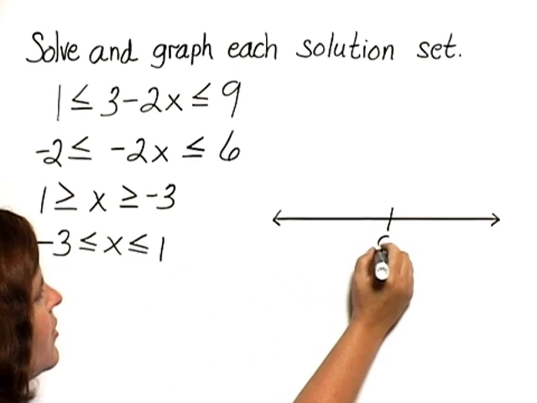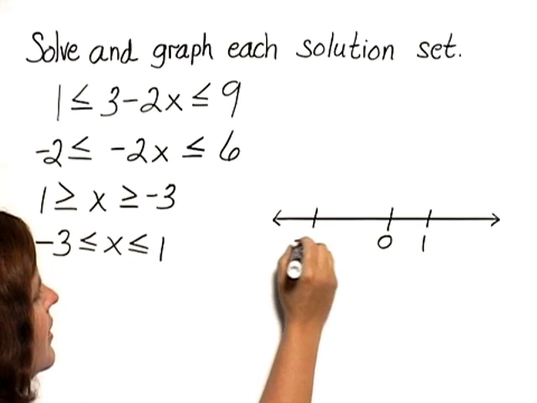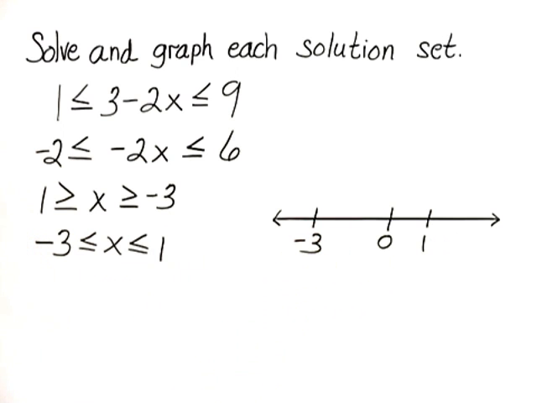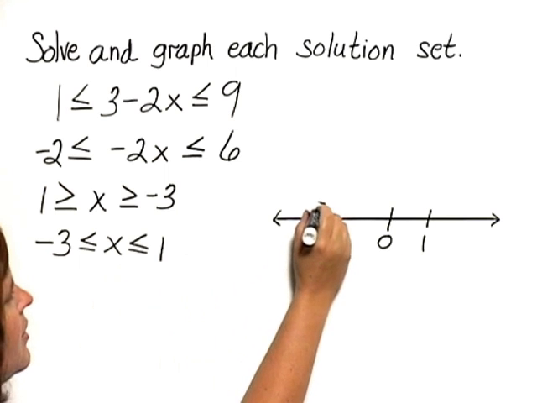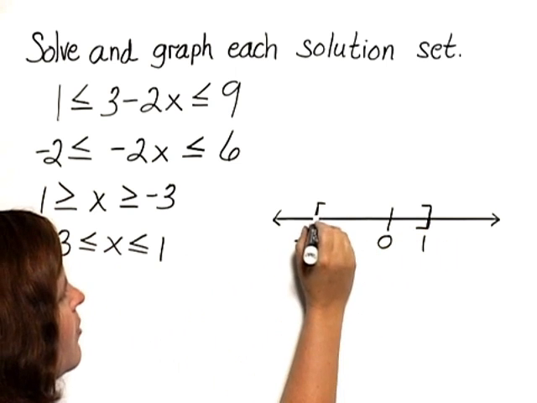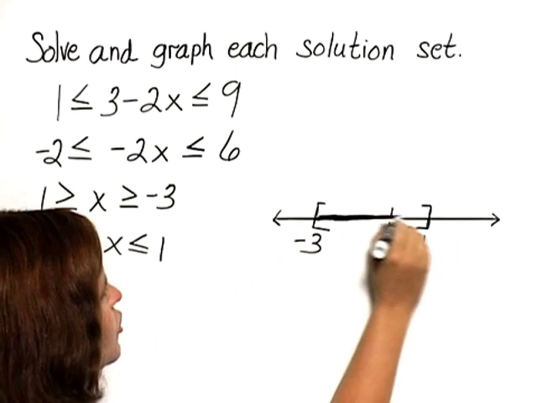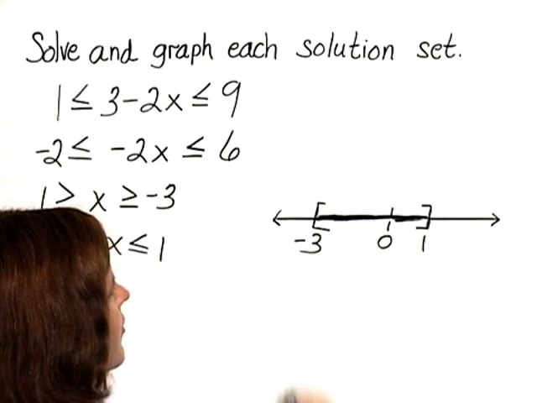I mark off a 0, then I mark off a 1, and a negative 3. The solution is all the numbers between negative 3 and 1, including negative 3 and 1. So I use brackets there, and I shade in the number line between negative 3 and 1.